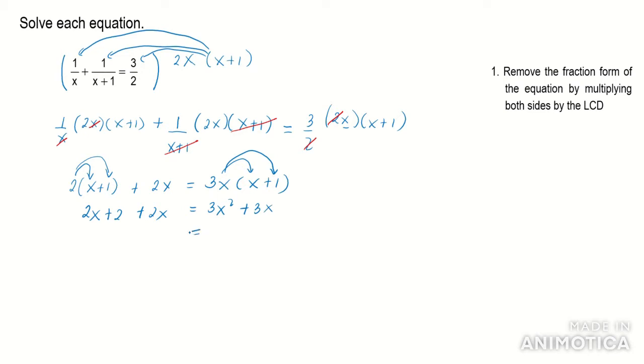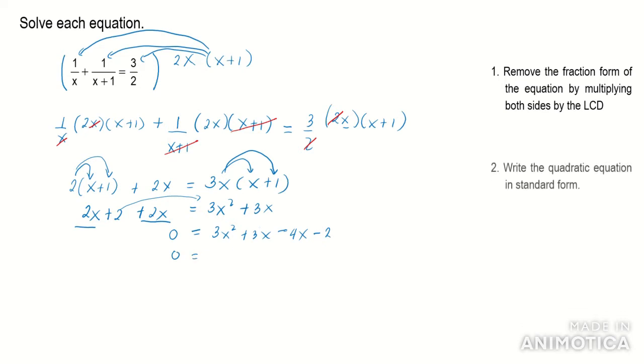Okay? So, we're going to write now the equation in standard form. So, we have 3x squared plus 3x. We can combine 2x plus 2x is equal to positive 4x. If we're going to transpose positive 4x to the right side, it becomes negative 4x. Transpose positive 2, it's negative 2 now. So, we have 0 is equal to 3x squared. Combine, we have negative x minus 2.